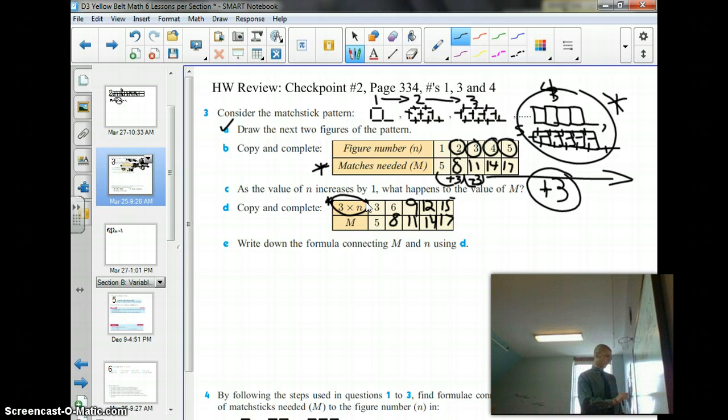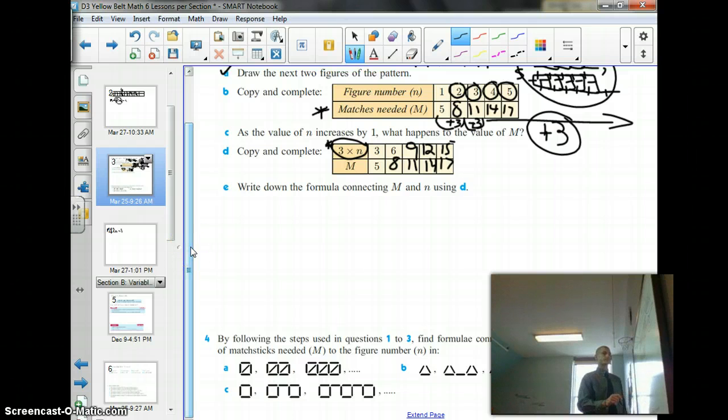All right, as we scroll down, we want to write down the formula connecting m and n using D. So let's look. m equals, well, 5. If 3 times n equals 3, we're going to use that. We're going to use D, but we're going to look at this main one. This is a little confusing and a little tricky to start out, but we know we're going to use the 3n.